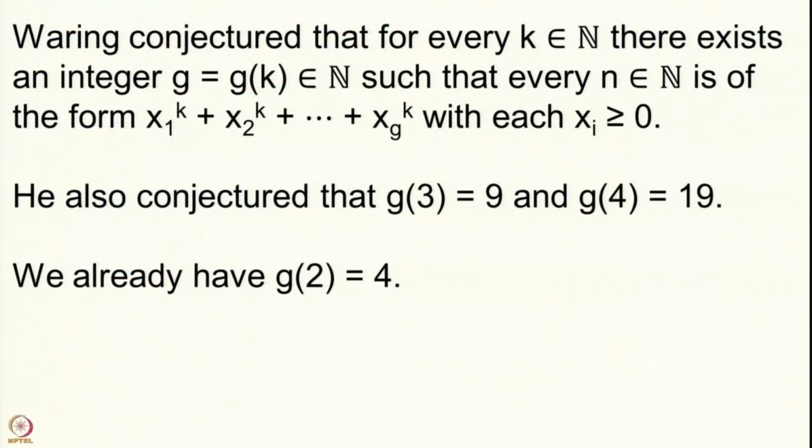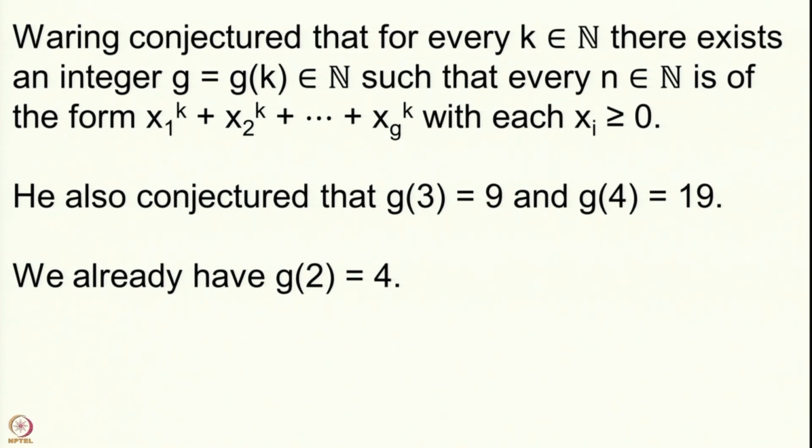So, g of 2 is 4, and Waring conjectured that g of 3 is 9 and further that g of 4 is 19. So, he noted that 9 and 19 are needed, but he also conjectured that these are enough. What is a conjecture? A conjecture is a statement which a mathematician really believes to be true. And further he proved that g of 3 is 9 and g of 4 is 19, and as I have remarked, we already have that g of 2 is 4 by Lagrange.